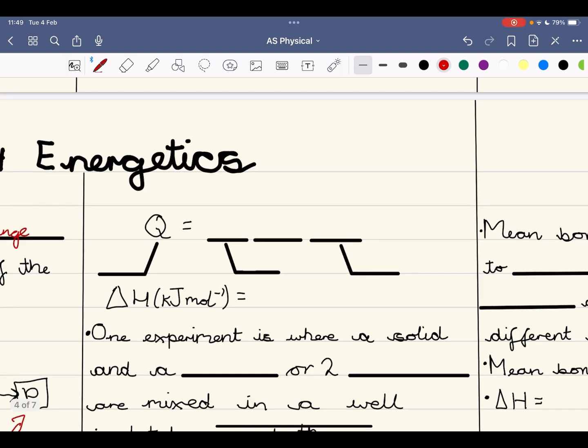Okay, next we have this formula, Q equals mc change in T. Q is the energy, which is in joules. m is the mass, which is in grams. And the change in temperature is in Kelvin, typically, but it can be in Kelvin or degrees. It doesn't really make a difference. And then the enthalpy change is equal to Q divided by 1000 to get into kilojoules, and then divided by the moles.